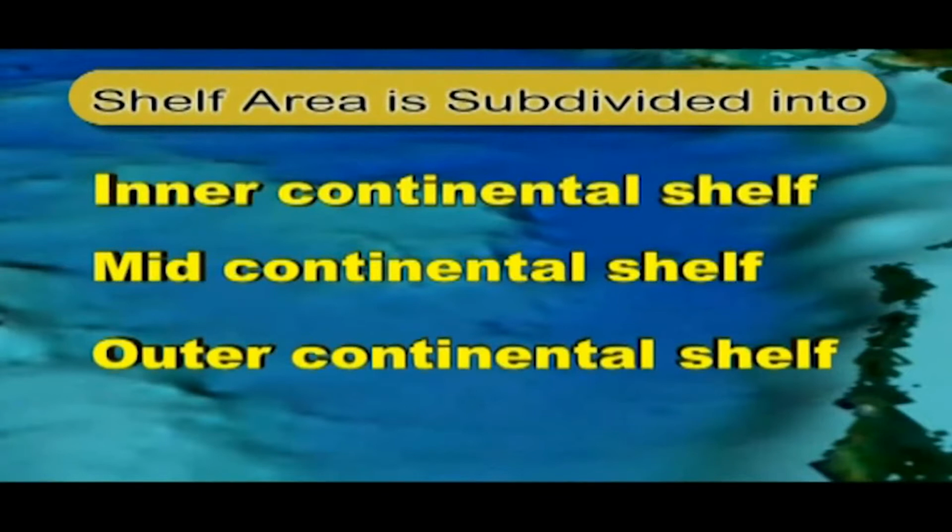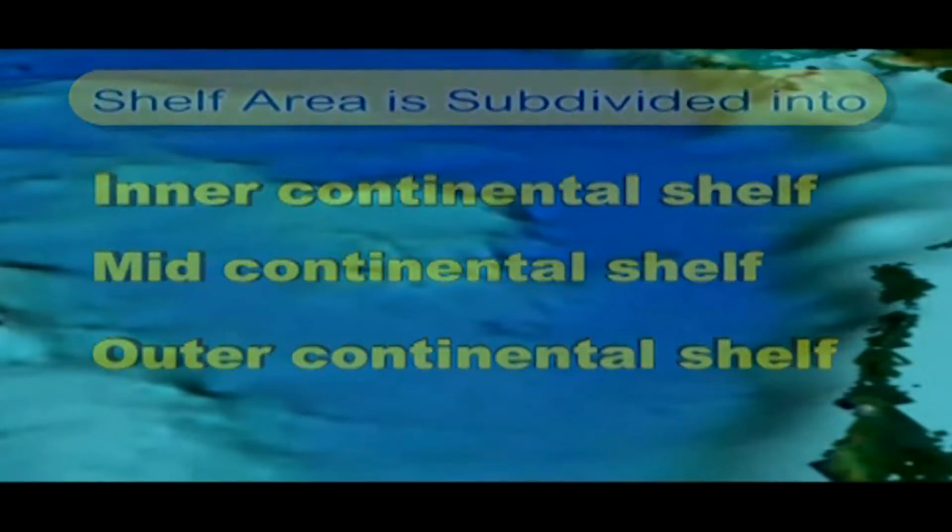Passive continental margins are very wide and shallow shelves. They are often made of thick sedimentary deposits derived from the erosional actions of the neighboring continents. The shelf area is subdivided into three divisions as inner continental shelf, mid continental shelf and outer continental shelf.